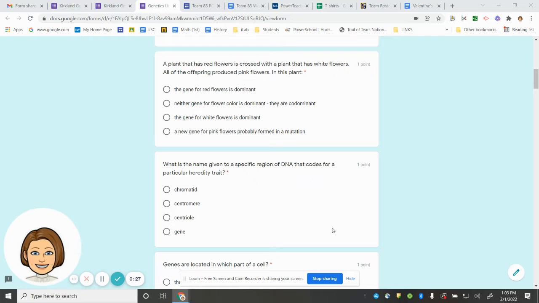Number 2. A plant that has red flowers is crossed with a plant that has white flowers. All of the offspring produced pink flowers. In this plant, the gene for red flowers is dominant. Neither gene for flower color is dominant because they are co-dominant. The gene for white flowers is dominant. A new gene for pink flowers probably formed in a mutation.